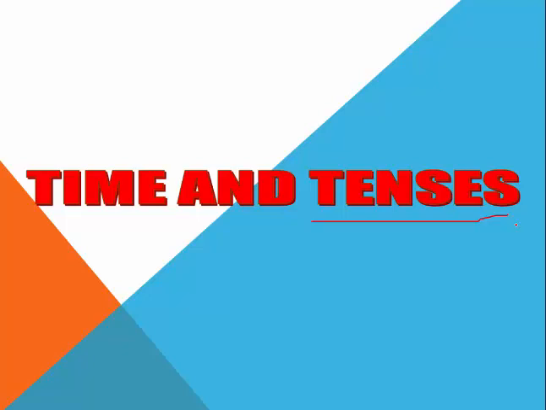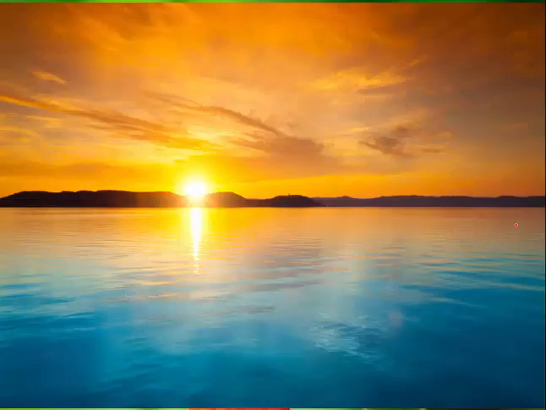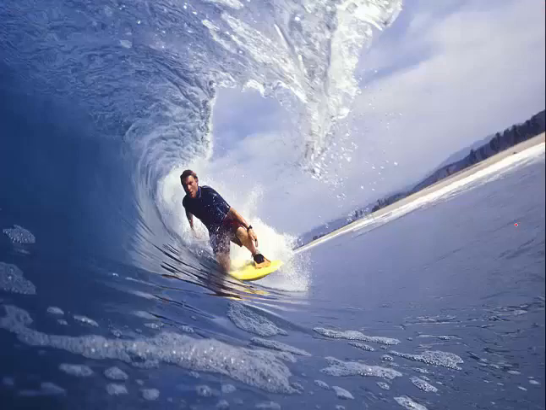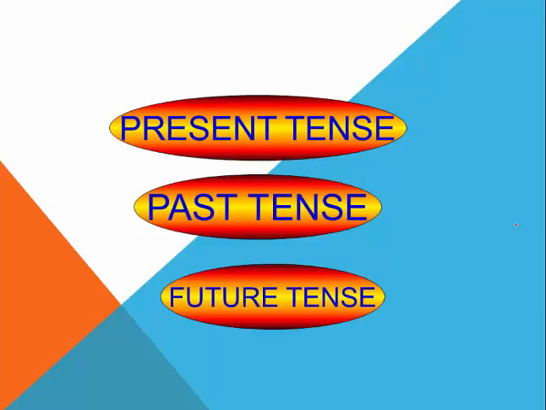Every day we do some actions or something happens around us. For example, here a butterfly is sucking nectar, the sun is rising, the sun is setting in the sea. We do different types of actions. The action that is done now, after a few minutes, will become an action in the past. Or in the coming few minutes, I am going to do something else. In this way, we can divide the tenses into three categories: present tense, past tense, and future tense.